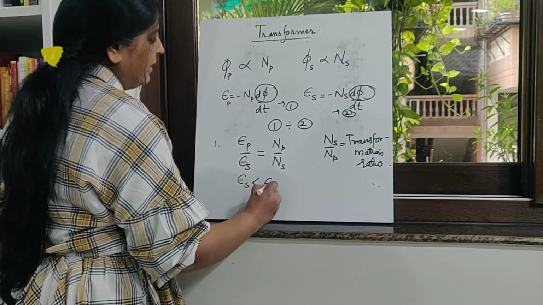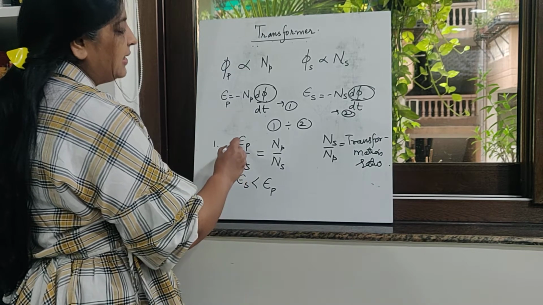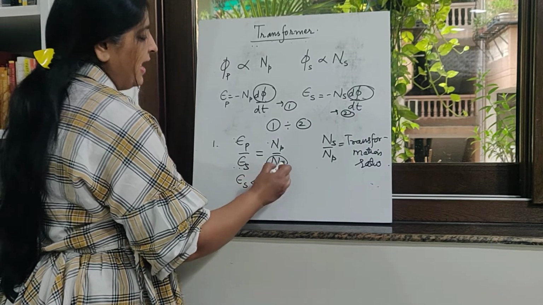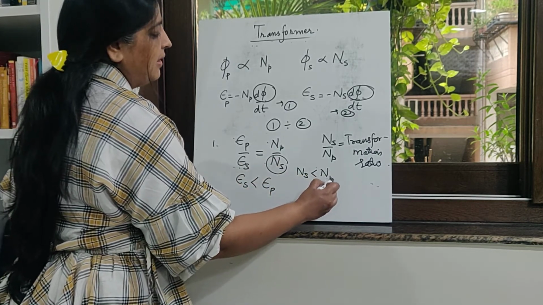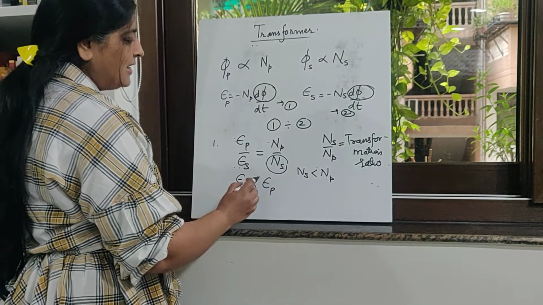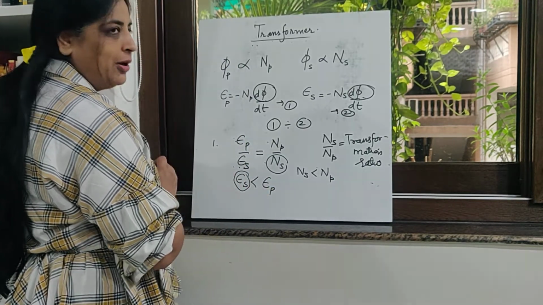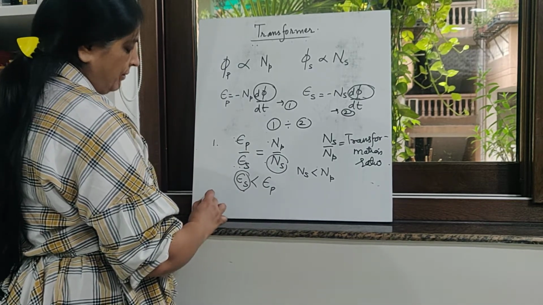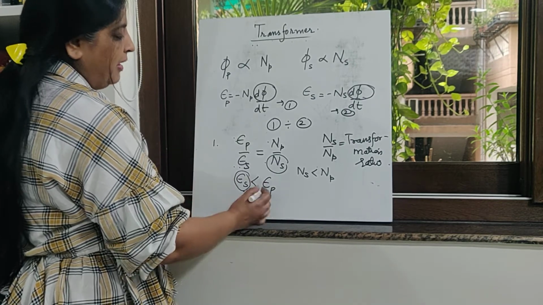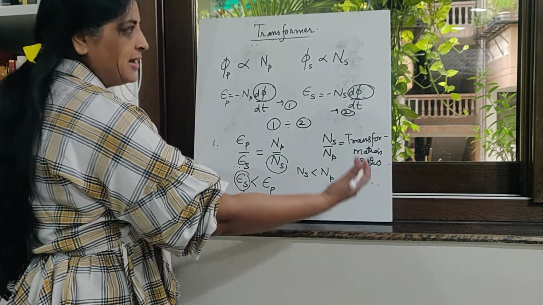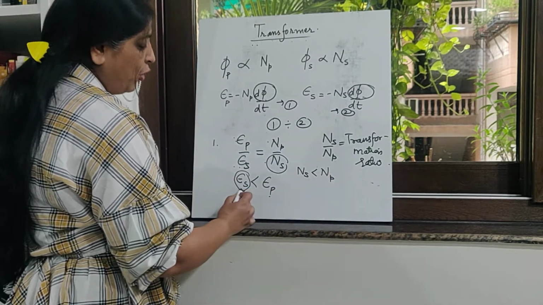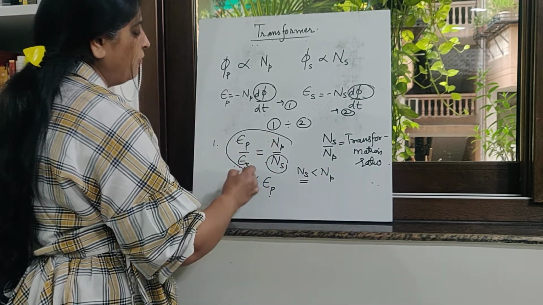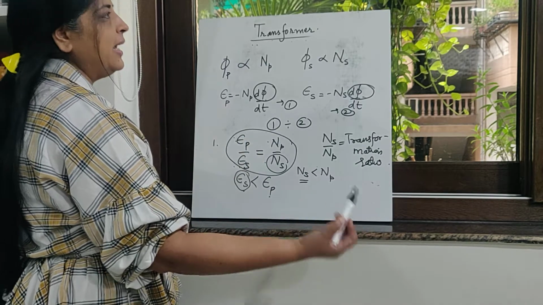So you can see that if EP is EP, we want ES to be lesser than EP. Let us see. If we want ES to be lesser than EP, because EP by ES has to be equal to NP by NS, we should have NS lesser than NP, so that the ratio stays the same. It means that in order to step down the voltage, if you had a higher peak value for the primary and you want a lesser value over here, then you have to decrease the number of turns in the secondary, right?